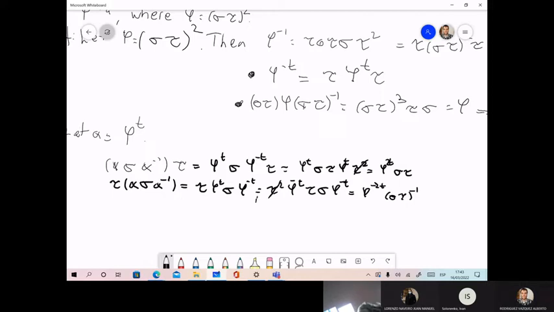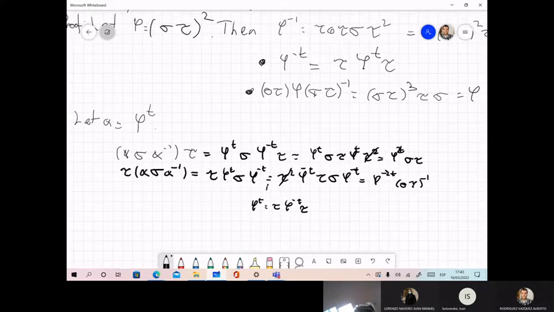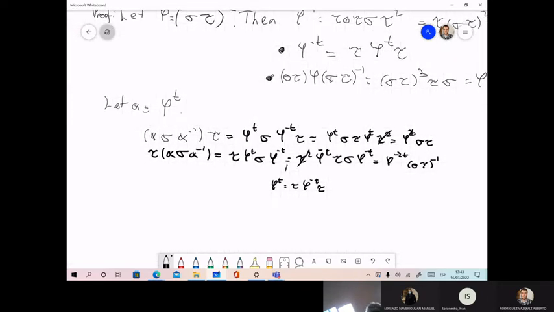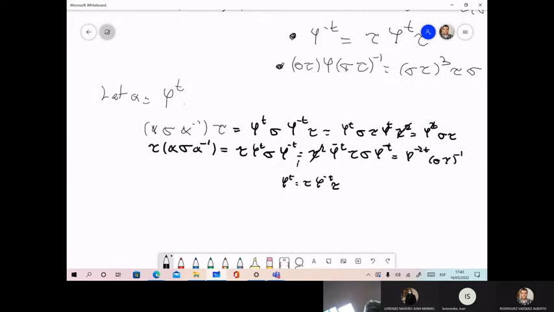And this is because phi to t equals tau phi to minus t tau. Okay, so well, this commutes if and only if both expressions are equal, right?